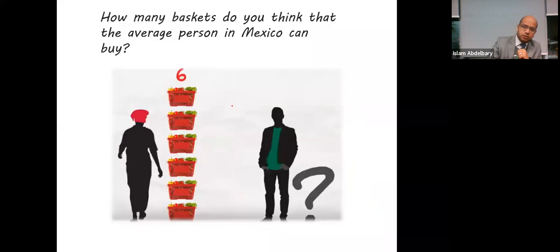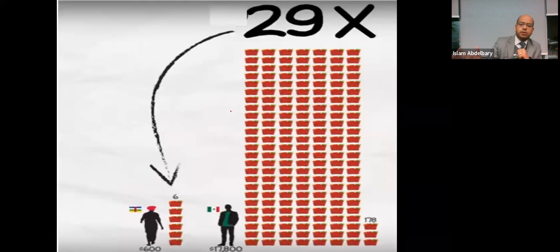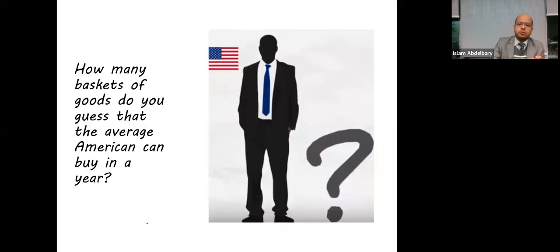So in Mexico, when the income is about 18,000, it's possible to buy 178 baskets, which means 29 times the people in Central Africa. So what about the US? The American citizen?